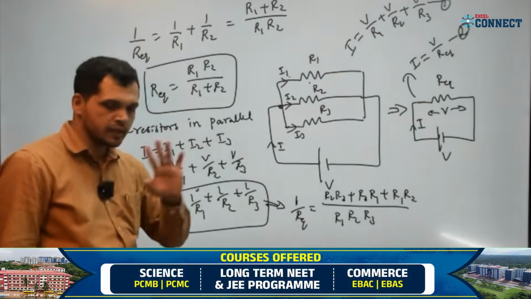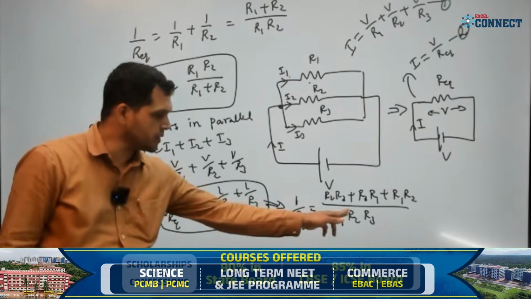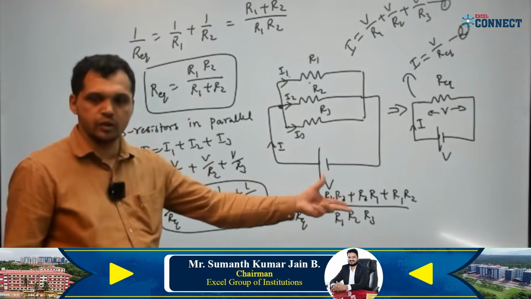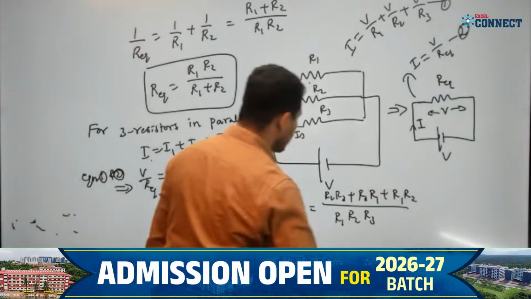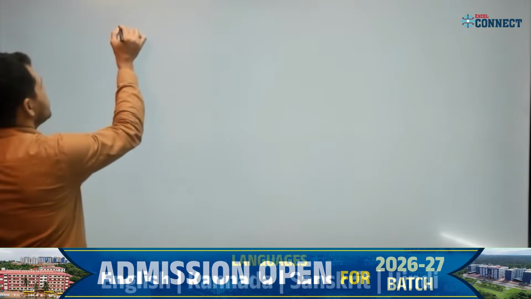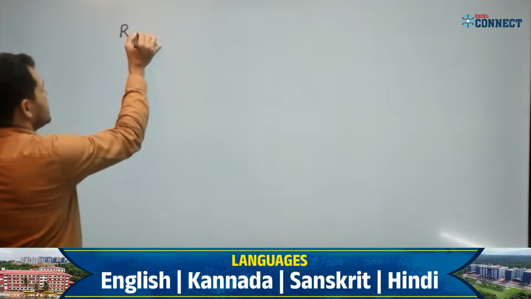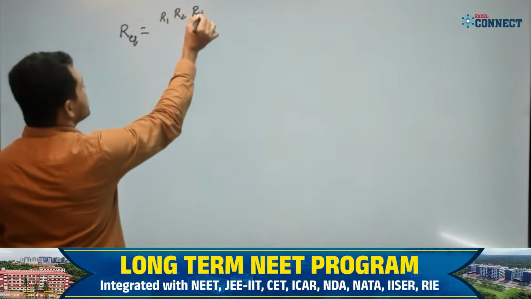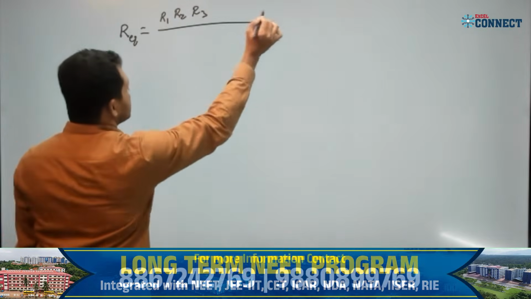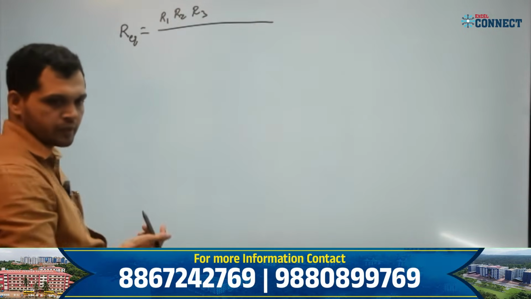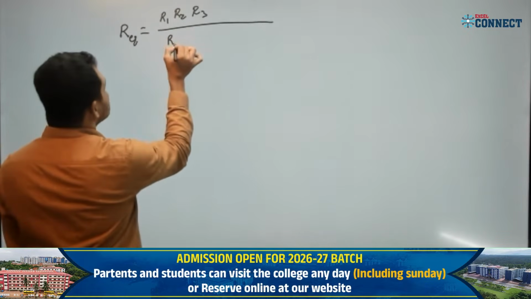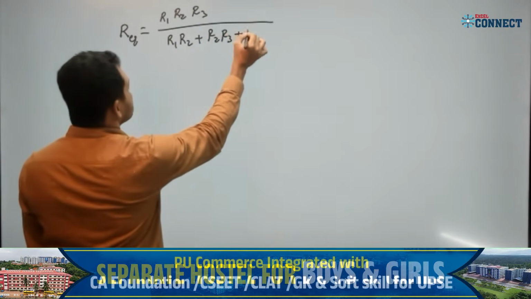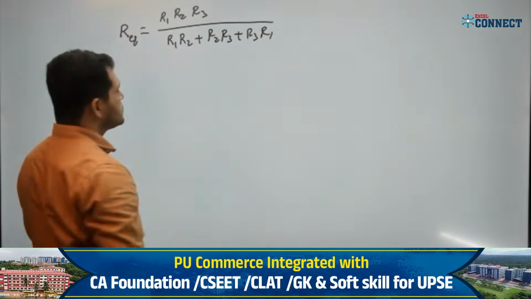Now taking LCM, that is a common process, common for everyone, right? Now if you reverse this, we get R equivalent for 3 resistors. R equivalent is R1 R2 R3, the same equation I am rewriting in a reverse way, divided by R1 R2 plus R2 R3 plus R3 R1. Is it clear?